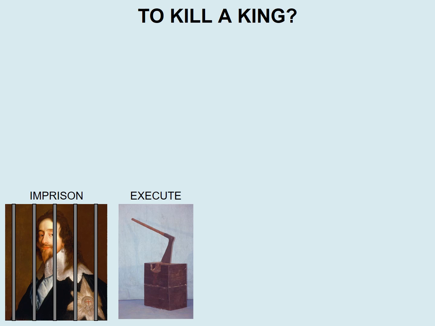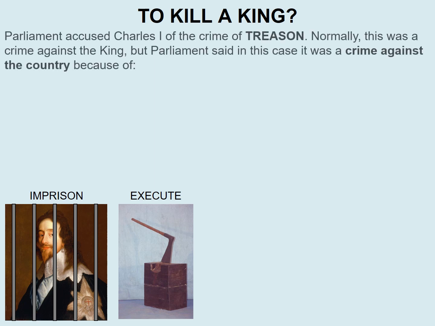So, to kill a king, or rather to imprison him, or exile him. We do now know that Parliament executed him, but it was not a straightforward decision. Let's consider why. Parliament accused Charles I of the crime of treason. Normally, this was a crime against the king, but Parliament said that in this case it was a crime against the country itself, and they justified this on the following means.